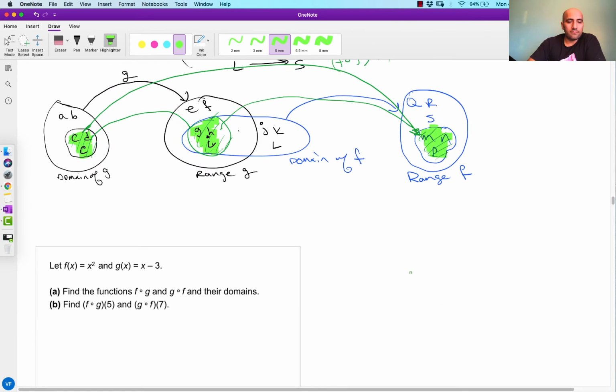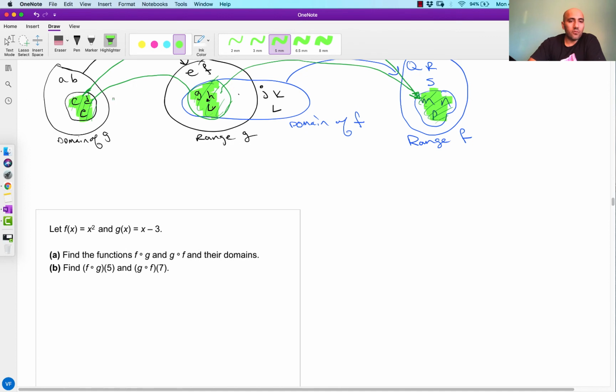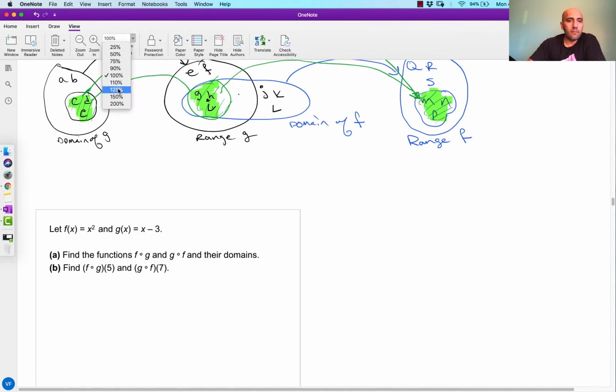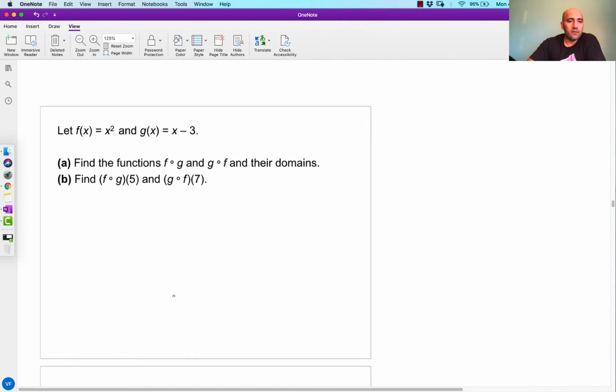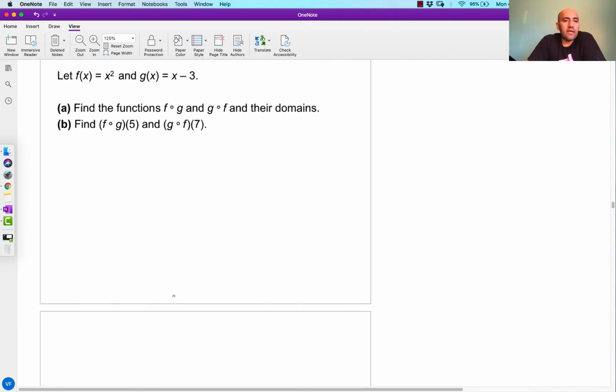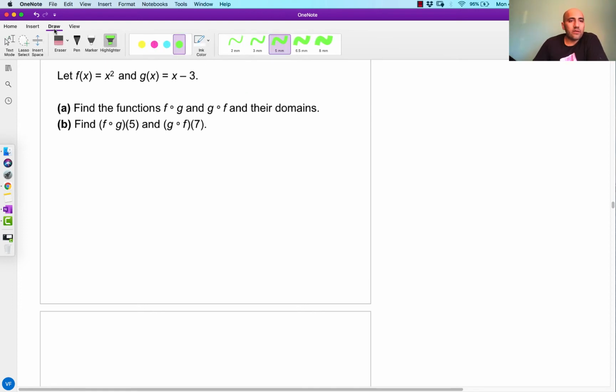Okay, moving on. Let's look at a more mathy example. Let f of x equal x squared, let g of x equal x minus 3. Find the functions f composed with g, g composed with f, and their domains. Okay, so let's think about the domains of each one of these.